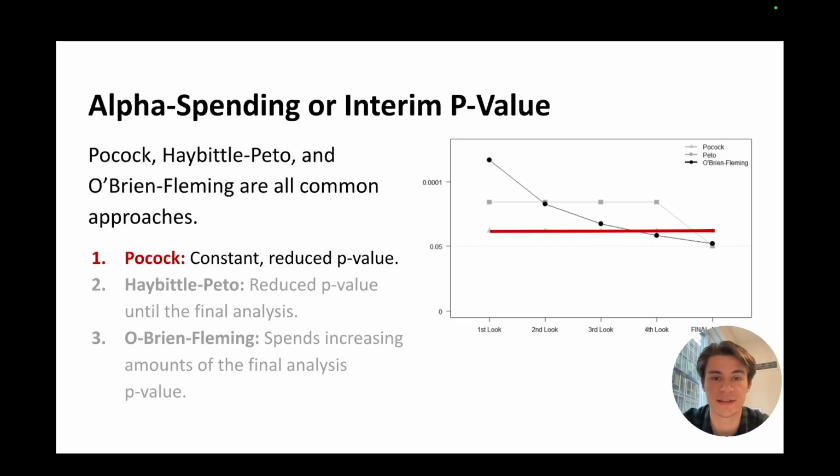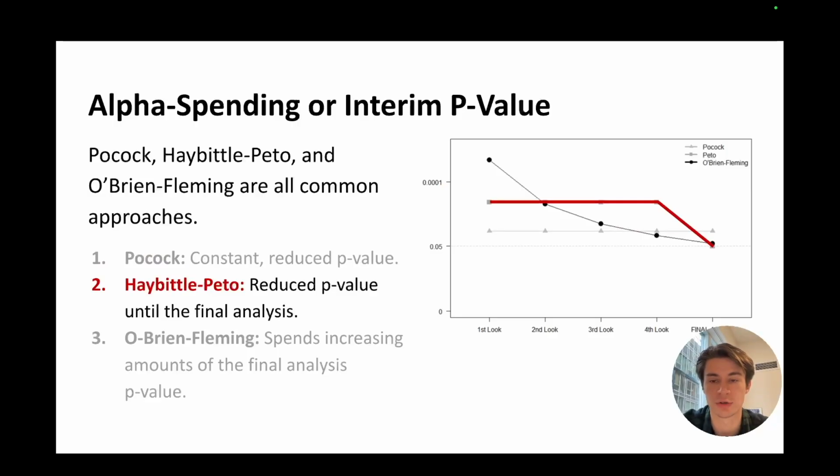There are 3 methods for determining an interim p-value that you're likely to encounter. If you look at this chart on the right, on the y-axis, you see the interim p-value that's going to be used, and on the x-axis, you see the interim analyses from the first interim analysis all the way to the final analysis. The Pocock approach, which is this straight line, uses a constant reduced p-value for every analysis.